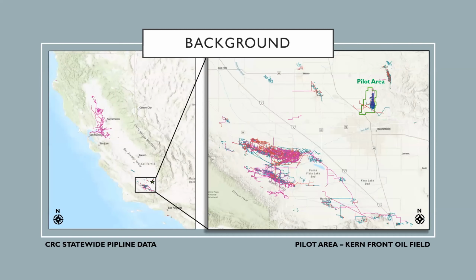If we zoom out to a state level view, we can see the entirety of CRC's pipeline layers. On the left here, we can see the state of California. So up in Northern California here, we can see the layers covering the Sacramento Basin. In the middle here, the Southern San Joaquin Valley, and a little bit down south here in the Long Beach area. To the right, we can see a zoomed in view of the area surrounding Bakersfield, showing some of the major assets nearby. And highlighted in green up in the north here is the proposed pilot area, the Kern Front oil field located directly north of Bakersfield.